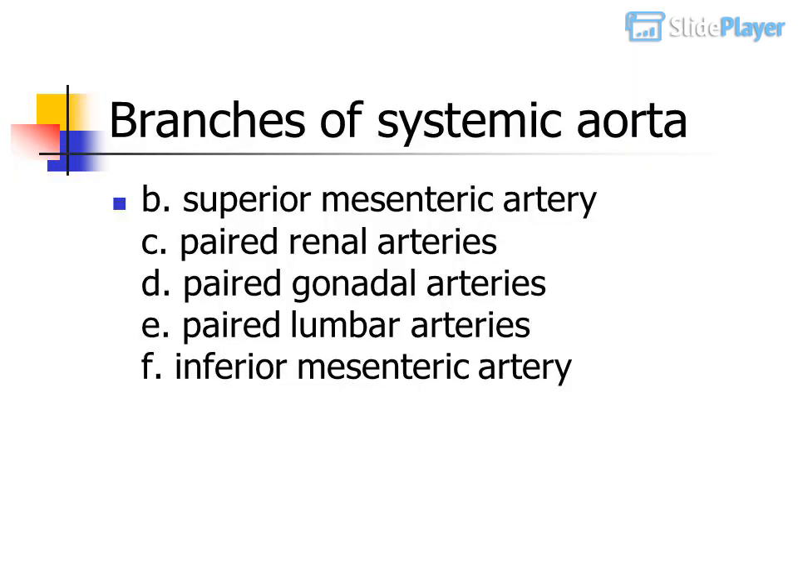Branches of the systemic aorta: b. superior mesenteric artery, c. paired renal arteries, d. paired gonadal arteries, e. paired lumbar arteries, f. inferior mesenteric artery.